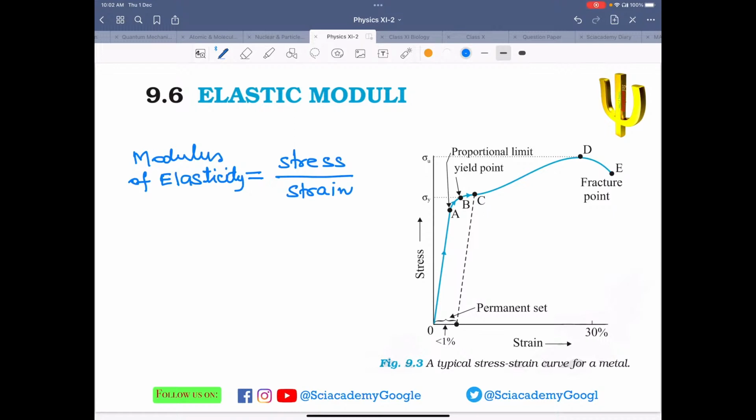So this modulus of elasticity is of three kinds. First, Young's modulus. Second, shear modulus. And third, bulk modulus.